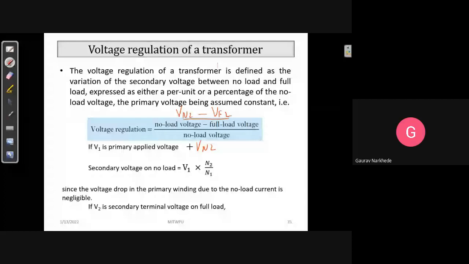So what is the secondary voltage on no load? V2, right?